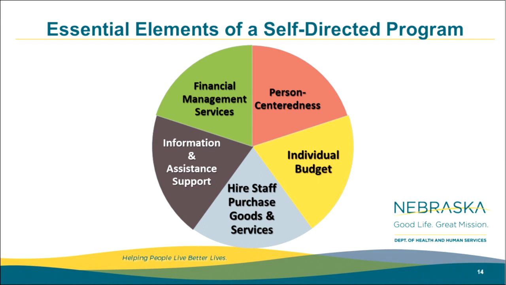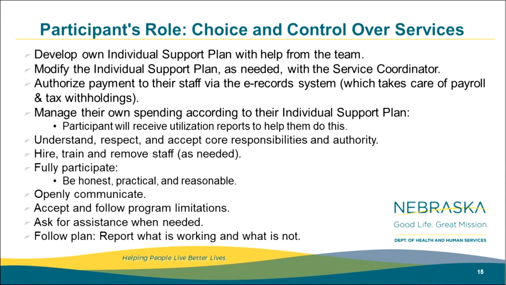Participants are responsible for managing their own spending according to the services described in their individual support plan. The electronic records system generates utilization reports in order to assist participants to monitor their spending. It's important before going into self-direction that the participant understands, respects, and accepts their core responsibilities and authority. This includes supervising, hiring, training, removing staff as needed, fully participating, openly communicating with both their workers and their service coordinator, accepting and following program limitations, asking for help when it's needed, and following the plan. It's very important that the participant and a representative report what's working and what's not to their service coordinator.